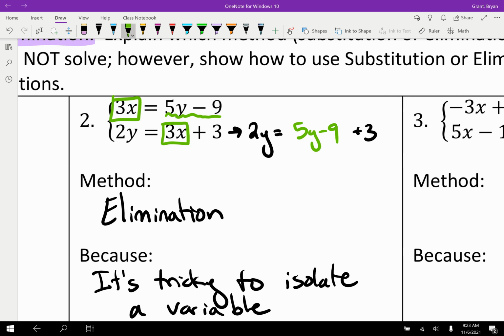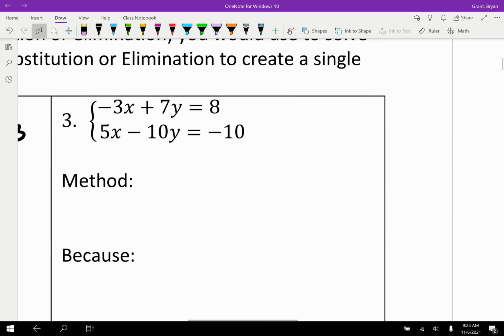So this problem is doable by substitution, but that's kind of an advanced substitution move that we really don't talk about too much this year. Usually for substitution, we like a variable to be isolated. However, if the full term does match something, you can replace that if you'd like. All right, let's jump on to our last one.